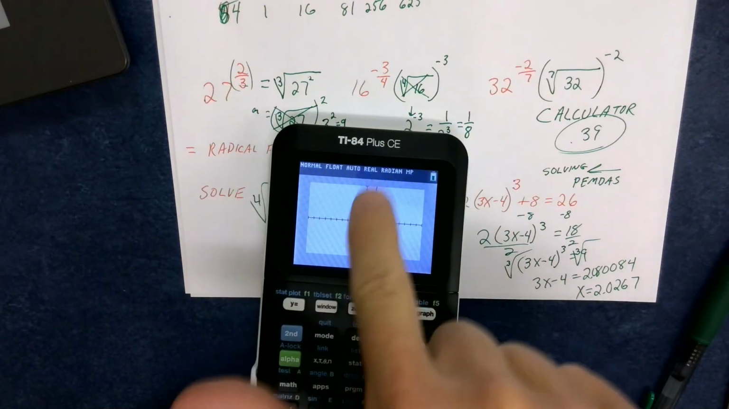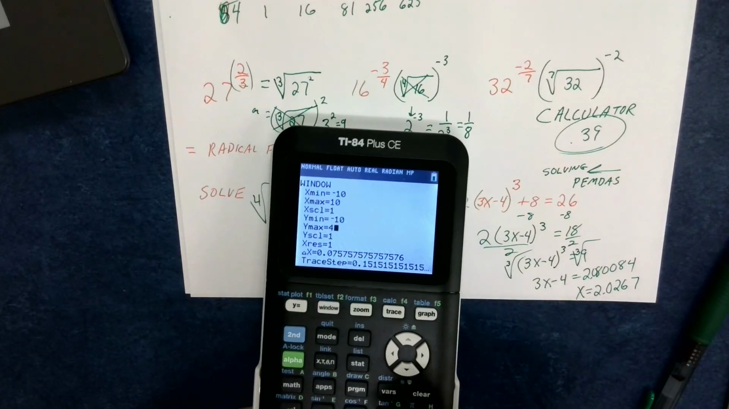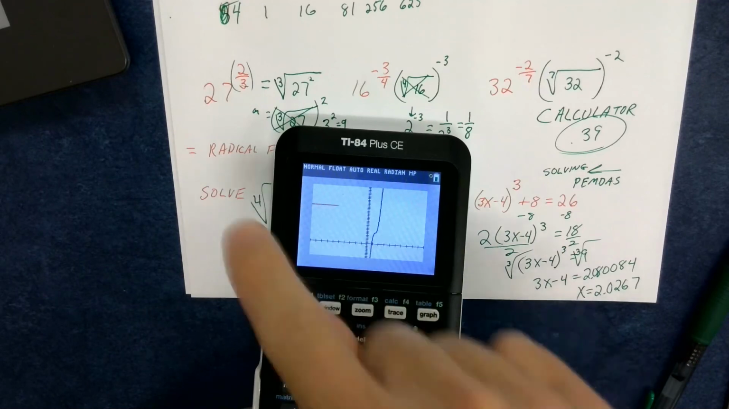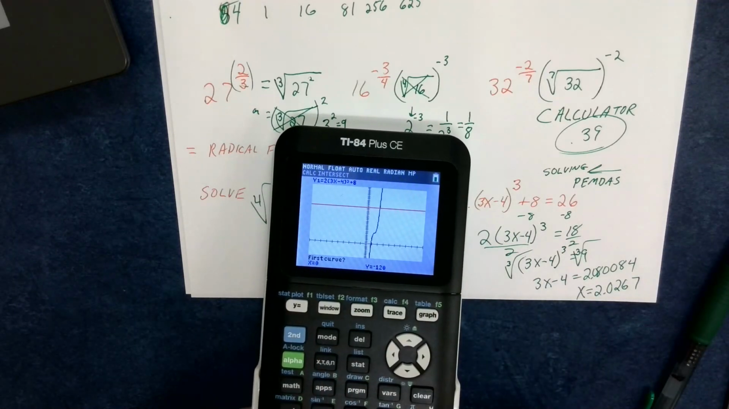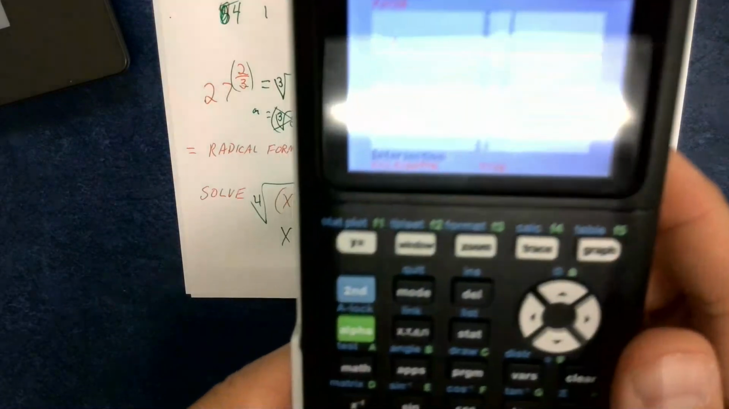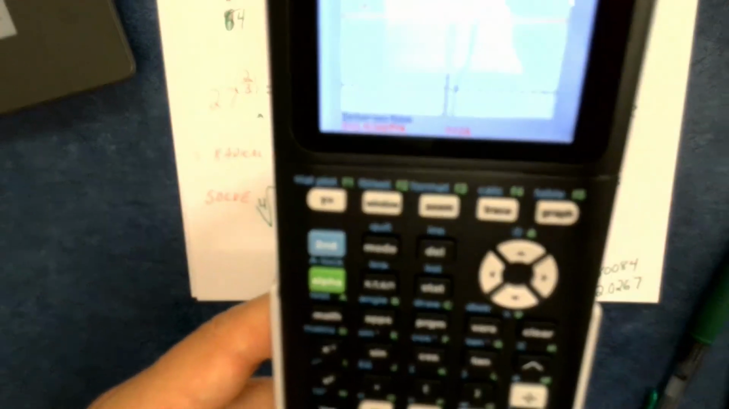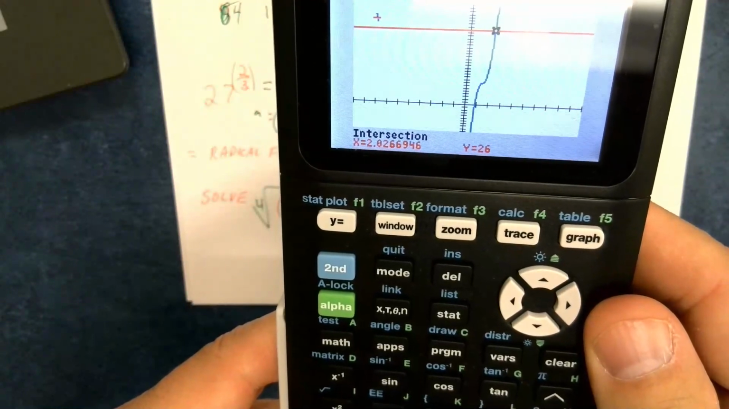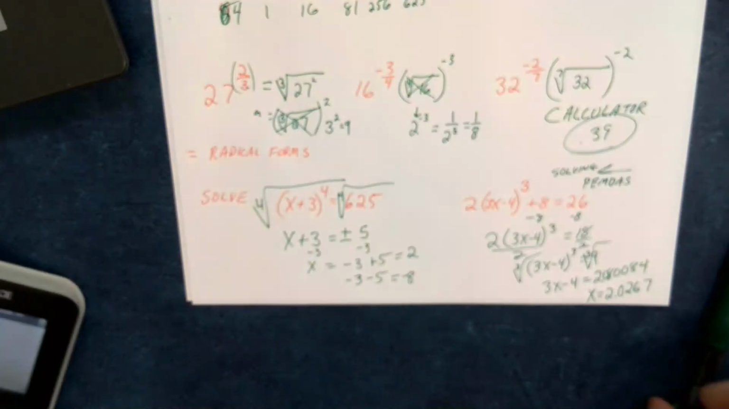The 26 is up a little bit higher, so I'm going to go on my window, Y max, I'm going to put that up to 40. Now you can see there's my cubic function, there's 26 coming across. Second trace, number 5 intersection, enter, enter, enter, and you can see right there, look. Whoa, look at that, 2.02669, the exact same thing I got when I did my algebra, okay?